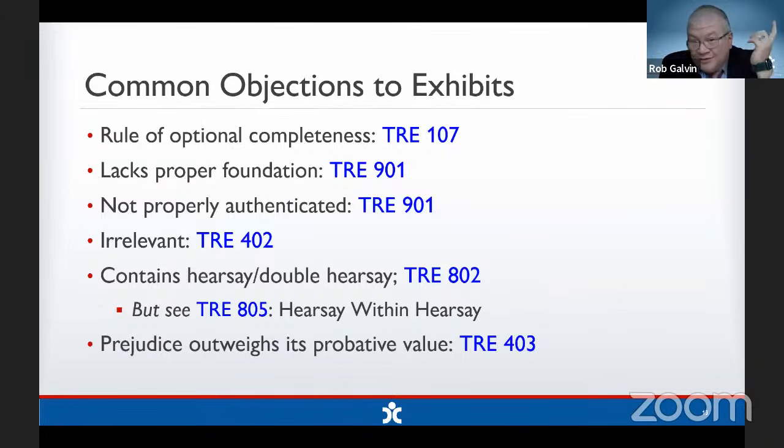Relevance is always an objection. So make sure whatever they're trying to bring in is relevant. And we talked about the affidavit, but make sure there's not double hearsay, like police reports, things like that in the document. And we said look at 805, because 805 basically says if there's a hearsay exception within the hearsay and that applies to both levels of hearsay, then that's good evidence. Can you apply the exception to each different component of hearsay? And then the last one is that it's prejudicial, it outweighs the probative value. I think we see some of that.